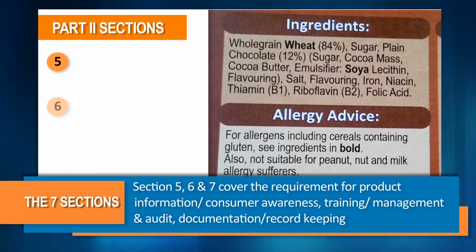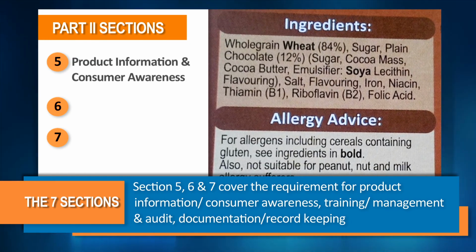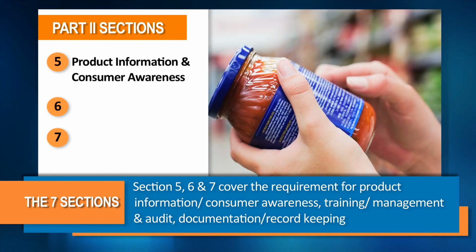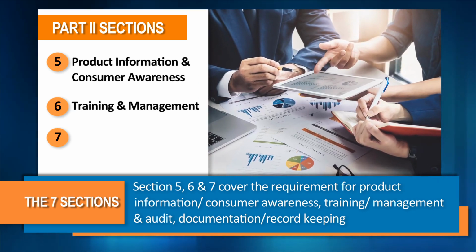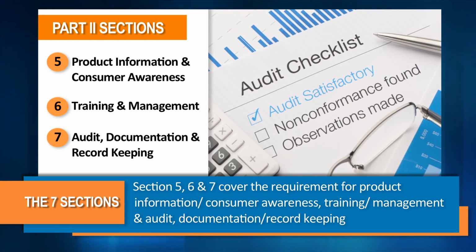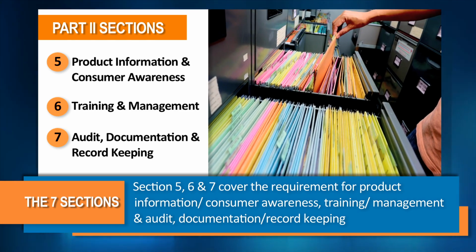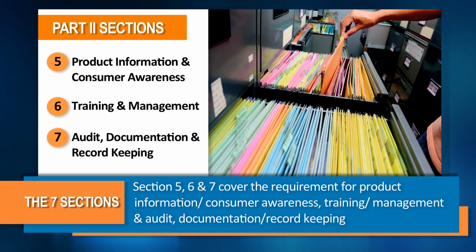Section 5, 6 and 7 cover the requirement for product information and consumer awareness, training and management, and audit, documentation and record keeping.